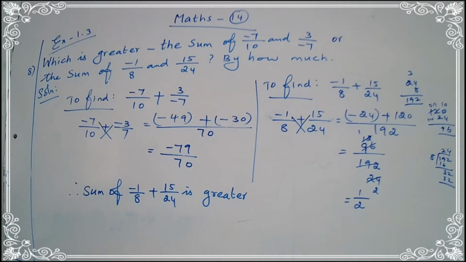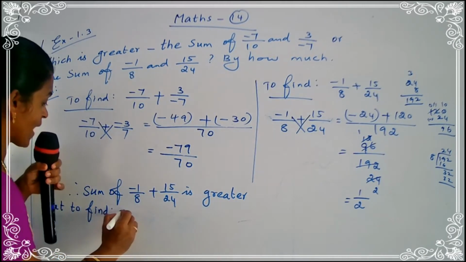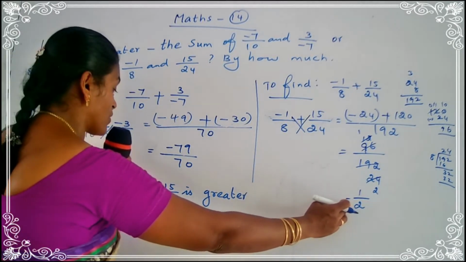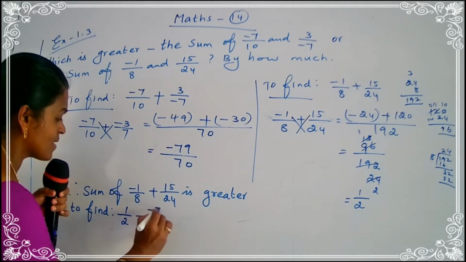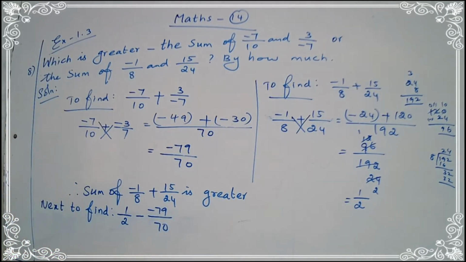So yes, you subtract the smaller number from the bigger number. Okay children? So next, to find the value: subtract the smaller number from the bigger number. The bigger number is 1 upon 2 and the smaller number is minus 79 upon 70. So 1 upon 2 minus minus 79 upon 70. So next, to find the value of 1 upon 2 minus minus 79 upon 70. Okay. Now we find the value.